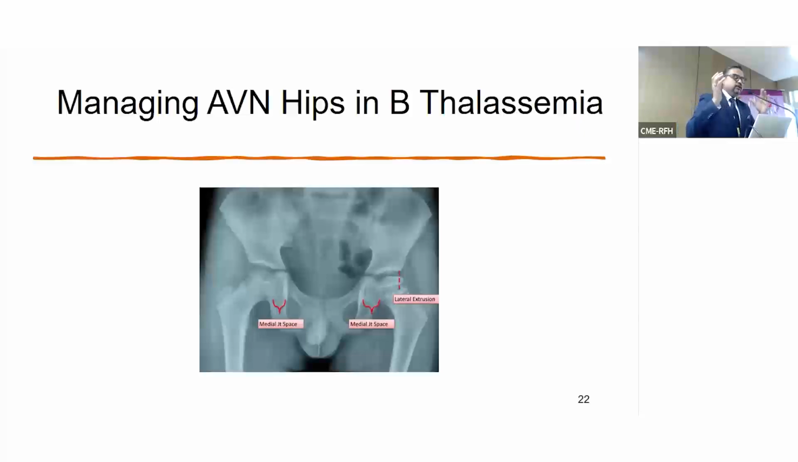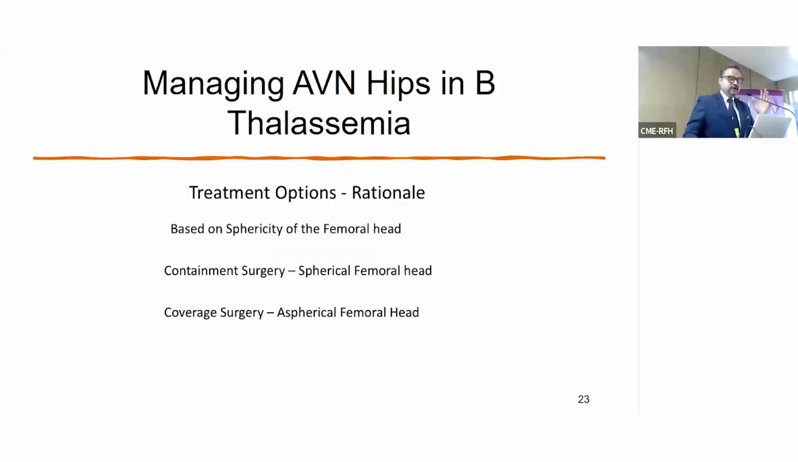Now let's look at this particular case. This is a patient with a left-sided collapse, avascular necrosis. As you can see, the epiphyseal size is smaller. There is a lateral subluxation of the femoral head outside, right? And this is a young child. So again, it is a spherical hip, but it has gone out.